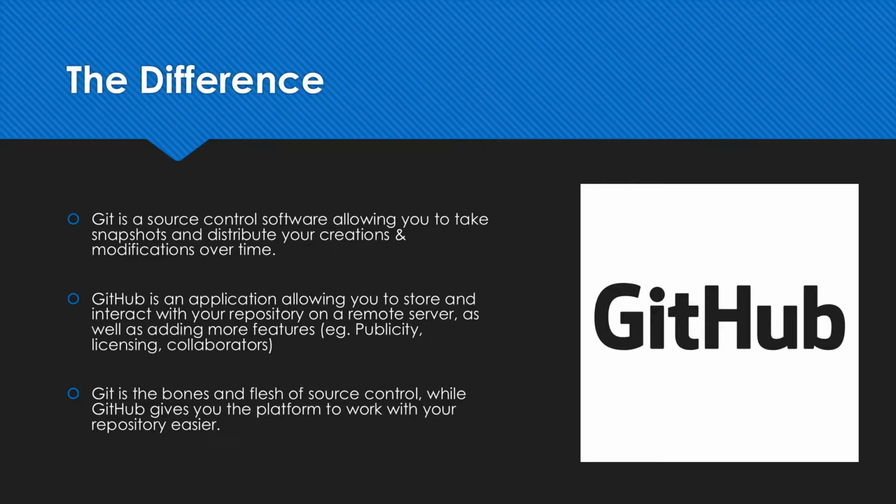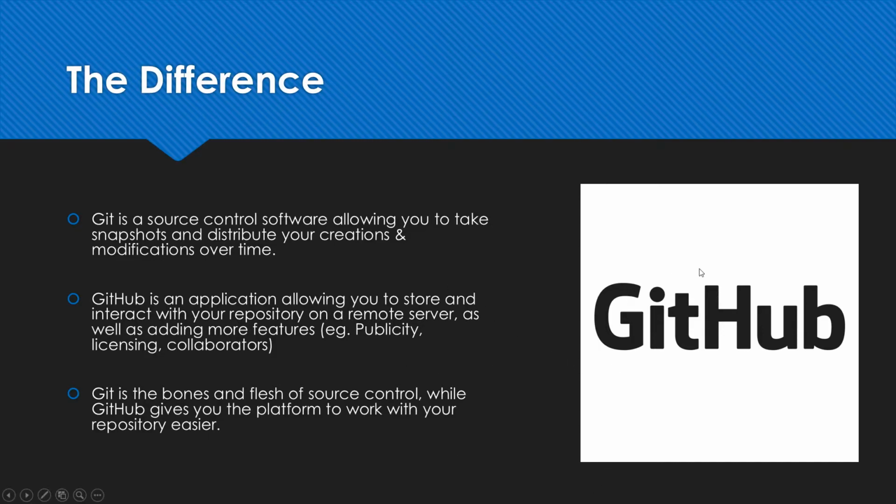It gives you a way to work with Git from a new perspective, and it gives you a whole lot of new functionality. So let's think of it this way: Git is the bones and flesh of source control. You can see I put that comment there. It's the bare bones, it's what builds source control software, and then GitHub works with Git to give you a new perspective and new opportunities on the source control software. So that's what you need to take away.